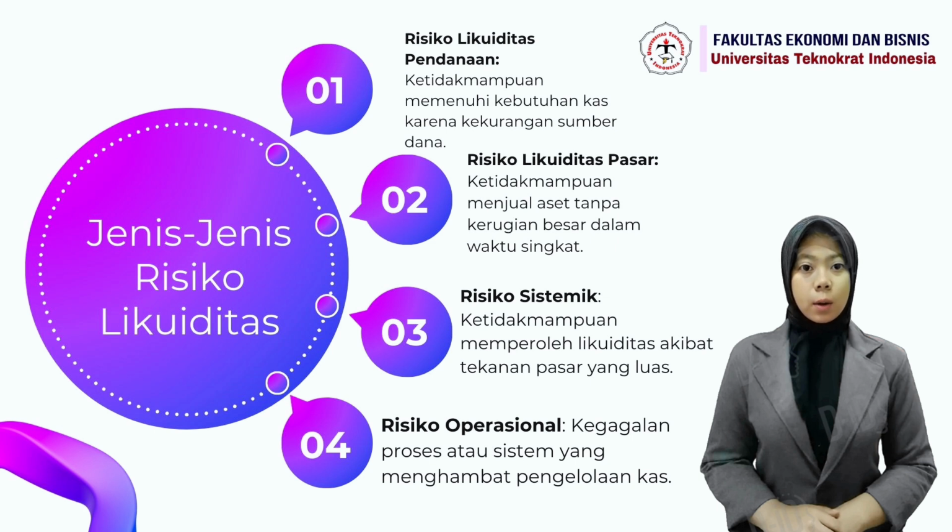3. Systemic risk. Systemic risk is related to liquidity pressures that occur throughout the financial system, not just in one company. If a major financial crisis occurs, all institutions may experience liquidity difficulties simultaneously, so that access to funding becomes very limited. This risk is usually difficult to control because it is influenced by broad external factors such as economic recession or political instability.